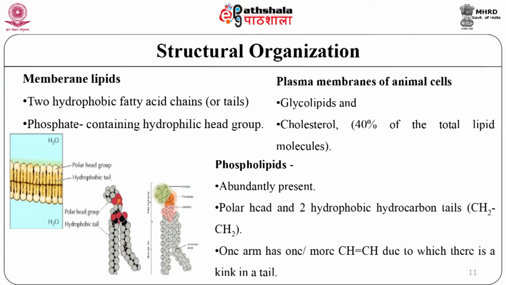Phospholipids. They are associated with inorganic phosphates. Phospholipids are abundantly present. It has a polar head and 2 hydrophobic hydrocarbon tails. One arm has 1 or more CH double bond CH, due to which there is a kink in a tail.